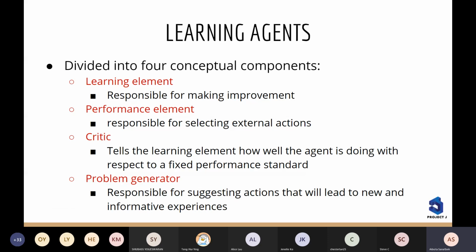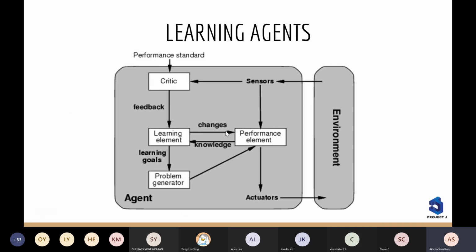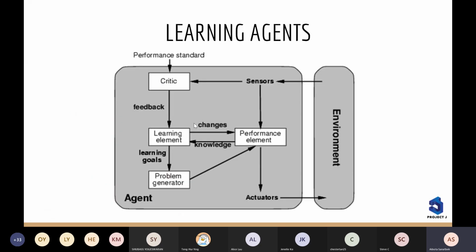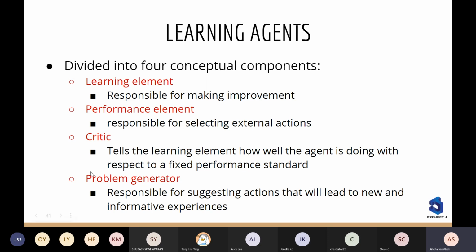probably the most important one, the critic element. The critic element is basically like a judge to this learning agent, and it desires to fix the performance of the learning element and to provide some feedback on how well it's doing, right? Then the last one is the problem generating agent, and it's responsible for suggesting actions that will have new or informative experiences.